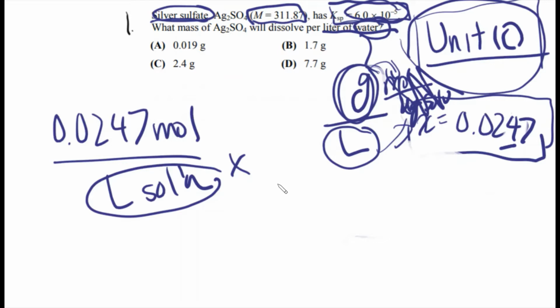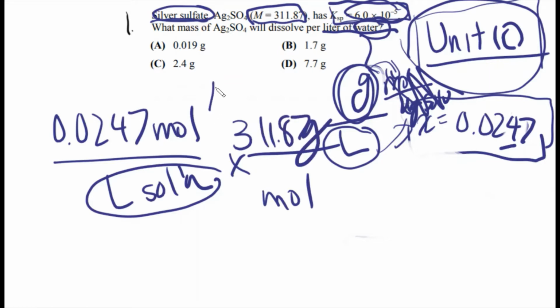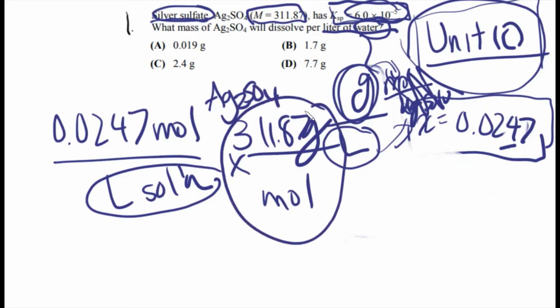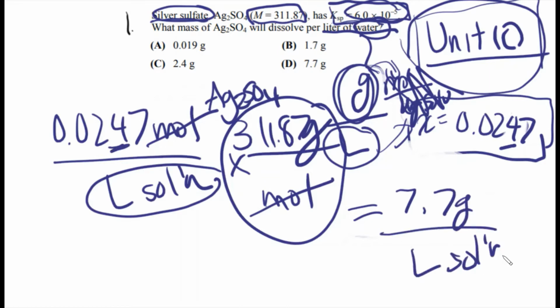So we know that for every mole, there's, of course, 311.87 grams. And remember, this is moles of silver sulfate, and this is the molar mass of silver sulfate. And multiplying these out, you cancel out the moles, and you're left with, let's find out, so times 311.87, and I get around 7.7 grams per liter of solution, and this is essentially equal to 1 liter of water, so it seems like our answer for number 1 will be D.